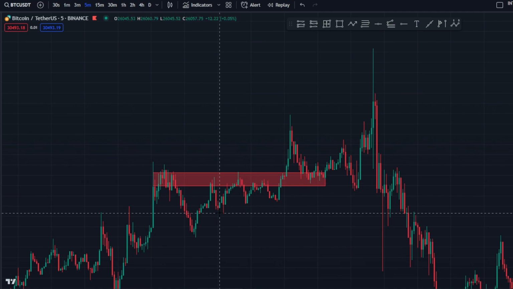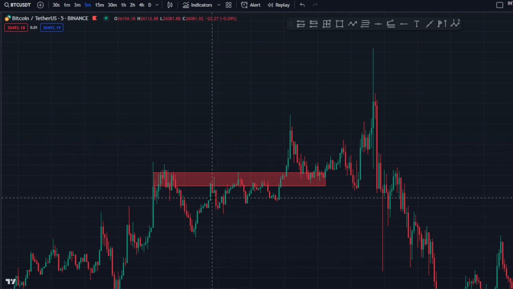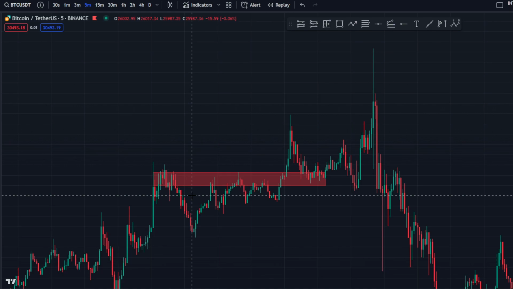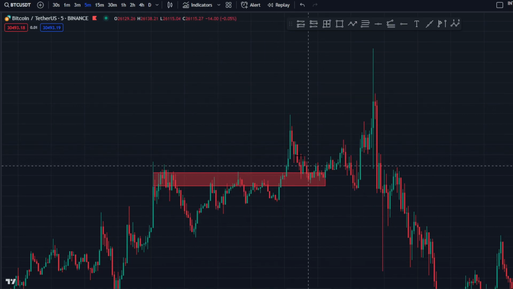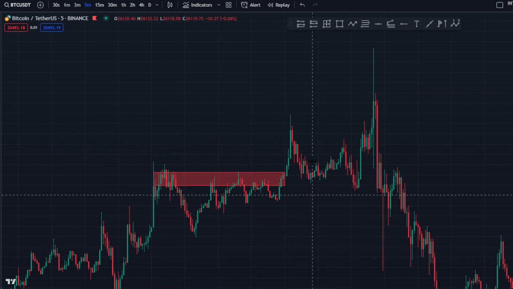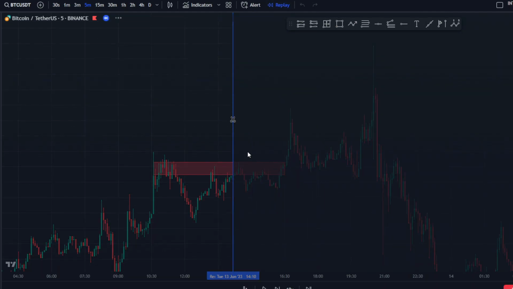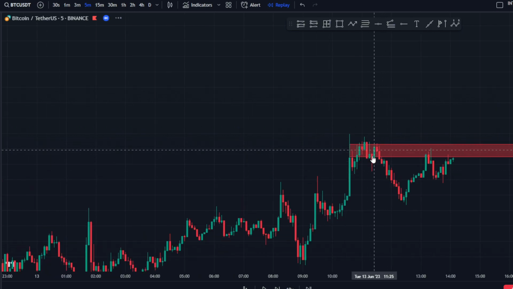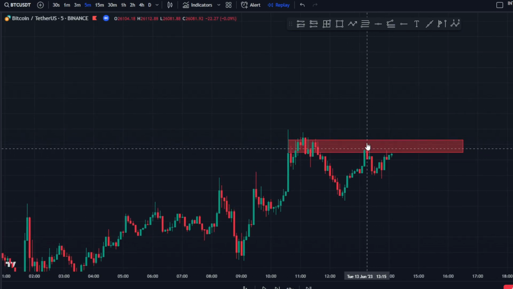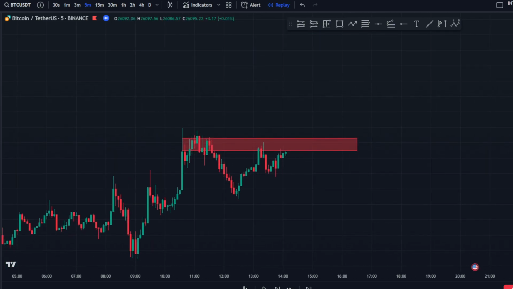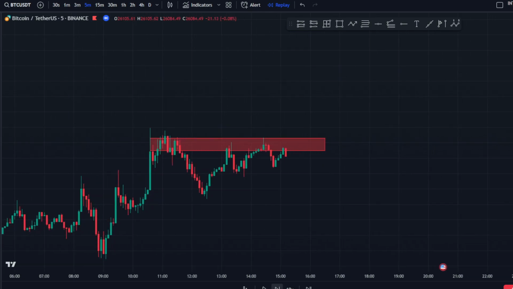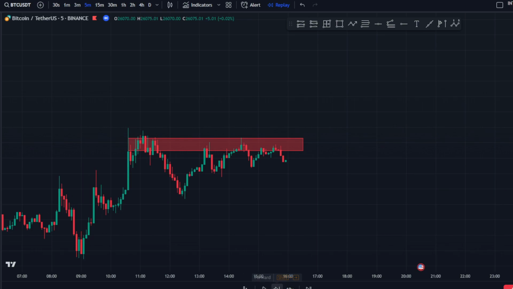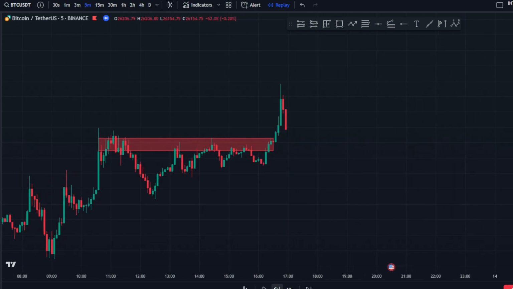The next step, after you identify the area of resistance, is to wait for price to break through the area of resistance, which is what we have here. Let's look at it in replay mode. You see that price recently rejected this area, rejected again. Now you want to wait for price to break through the area. Here it got rejected again. Wait for price to break through, which is what we have here.